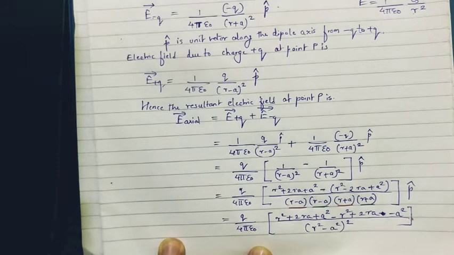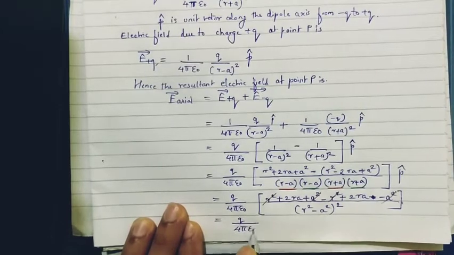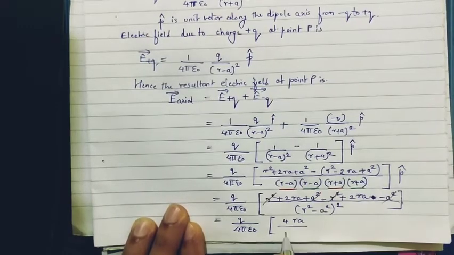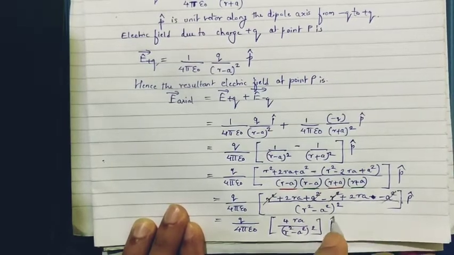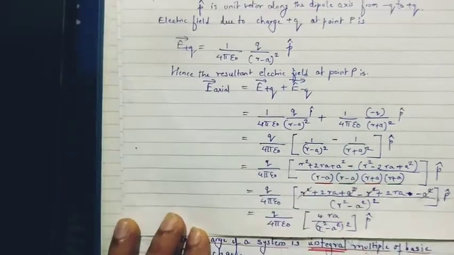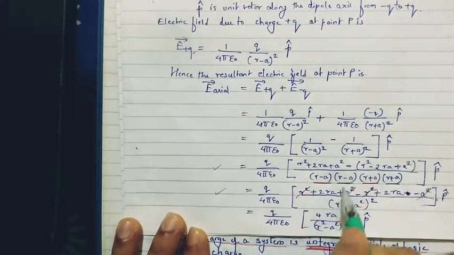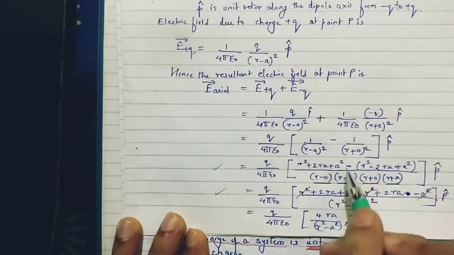So here, r square and minus r square will get cancelled, a square and minus a square will get cancelled. So what you will get in the final step over here is q upon 4 pi epsilon naught into 4ra, that is 2ra plus 2ra, upon (r square minus a square) the whole square into p cap. This is what you will get. So basically in the exam you can exclude these 2 steps. This step and this step are not required. You can directly write this step from here to here. This is just for your understanding purpose. So this is the step which we got.